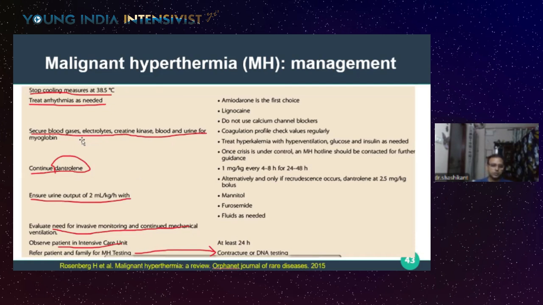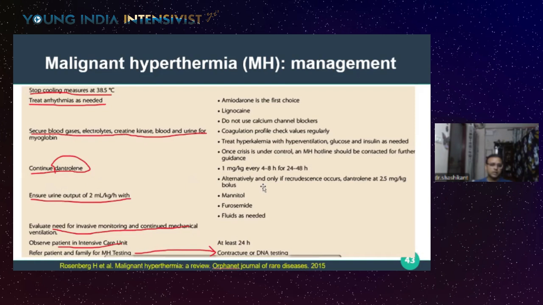Immediately, we need to have a blood gas analysis to look at acidosis, hyperkalemia, or rising lactate. We need to monitor the electrolytes, importantly potassium, to rule out muscle injury. We need to send creatine kinase and a blood sample for myoglobin. Dantrolene has to be continued, as I talked about previously.